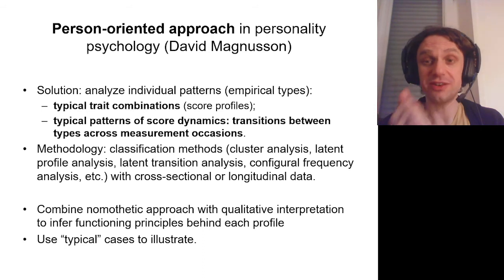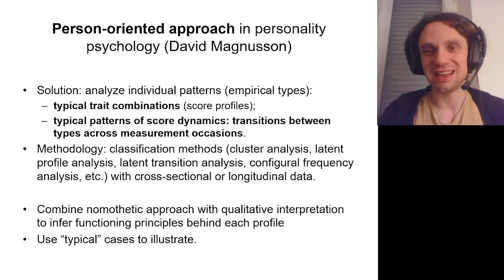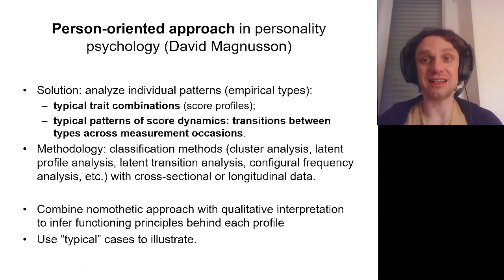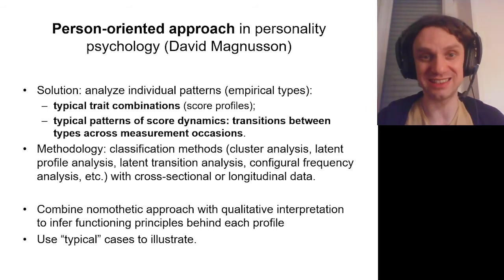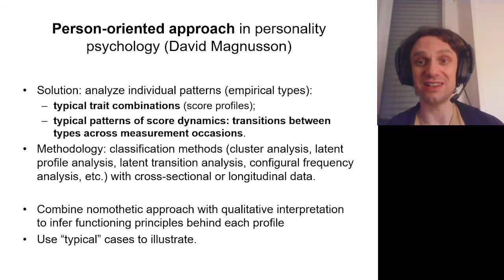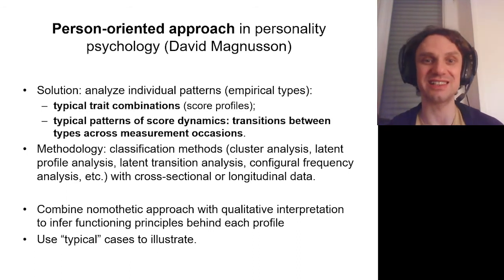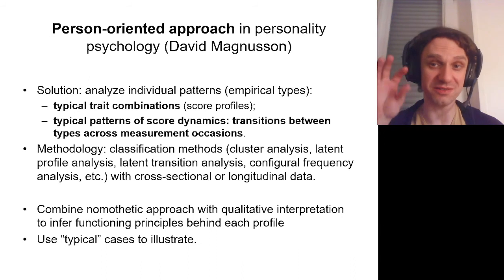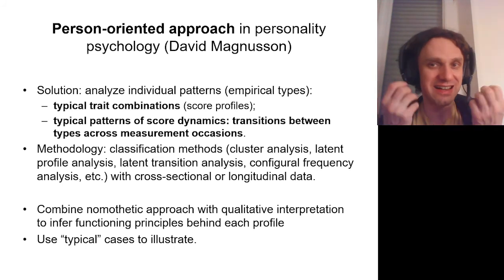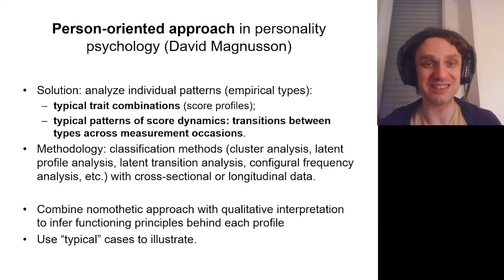So essentially, when you have many variables and you have a hard time summarizing those variables or identifying which of them are important, you might instead try to identify individual patterns, typical combinations of traits, and you can use some kind of cluster analysis or latent profile analysis, which is a more contemporary, more modern, and more robust version of cluster analysis to identify those groups of individuals with specific score profiles that are qualitatively distinct, that develop based on different principles. And this can also be applied to longitudinal data.